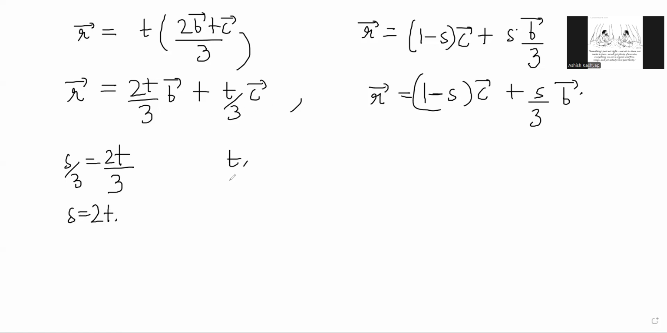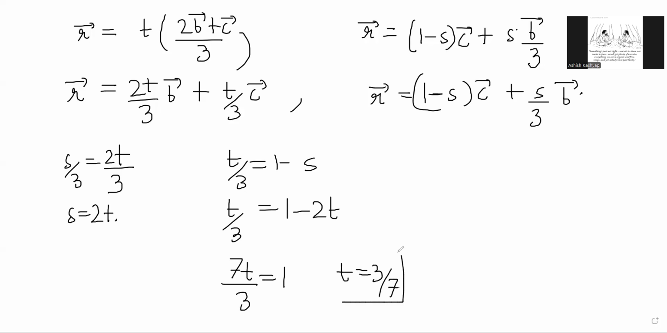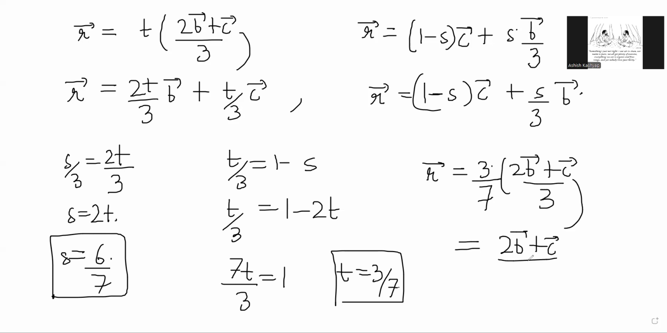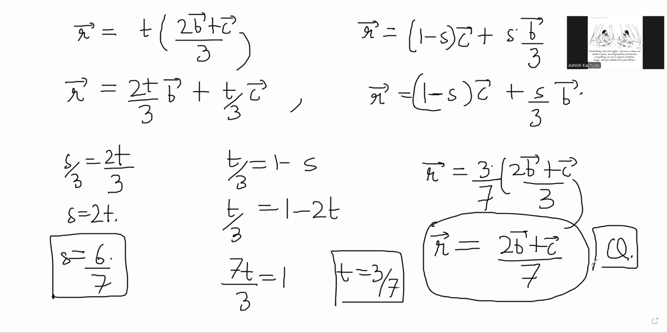And the other case is t by 3 is equal to 1 minus s. So this is 1 minus 2t is t by 3. So you have 2t plus t by 3, which is 7t by 3, equal to 1. So t is equal to 3 by 7. And if t is 3 by 7, s is what? 6 by 7, right? And the point is r equal to 3 by 7 into (2b plus c) by 3. So the point is basically (2b plus c) by 7. That point becomes your Q, right? I've solved the lines and I found the point Q.